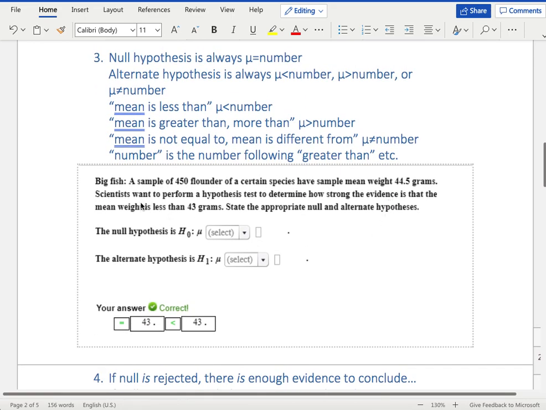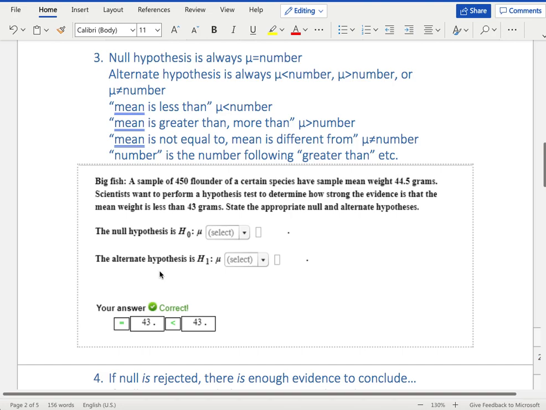But then the other part of it: I said that it's always going to start with having you state the null and alternate hypothesis. So, a sample of 450 flounder, so that's your sample size, which you'll need later, but you don't need for this one. Sample mean weight of 44.5 grams. Scientists want to perform a hypothesis test to determine how strong the evidence is that the mean weight is less than 43 grams. Because it says less than 43 grams, you know that this is going to be left-tailed and that you need the less than symbol.